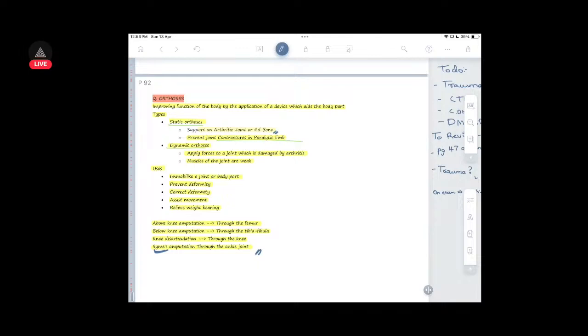Then orthosis: improvement of body function by application of a device which aids the body part. Static orthosis or dynamic orthosis. Static prevents contractures. Dynamic orthosis applies forces to a joint which is damaged by arthritis. Other uses: prevent deformity, correct deformity, assist movement and relieve weight bearing.